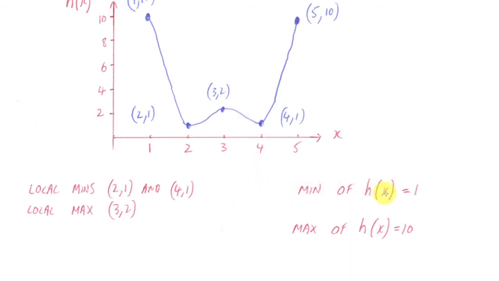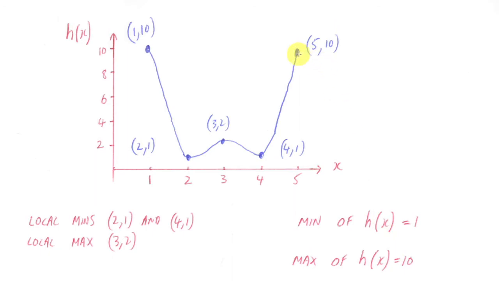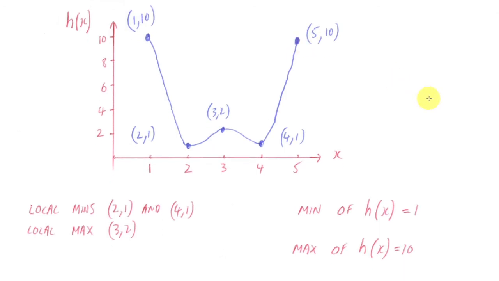The minimum value of h(x) is 1, so the lowest value that we achieve for h(x) is 1, yet the highest value that we have is 10 for h(x). And that's achieved where x is equal to 1 or x is equal to 5. So that's how we do this kind of question by hand.